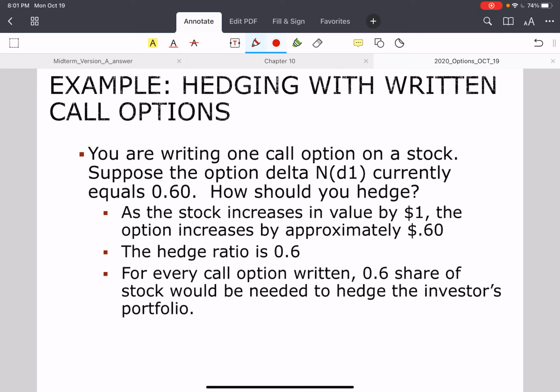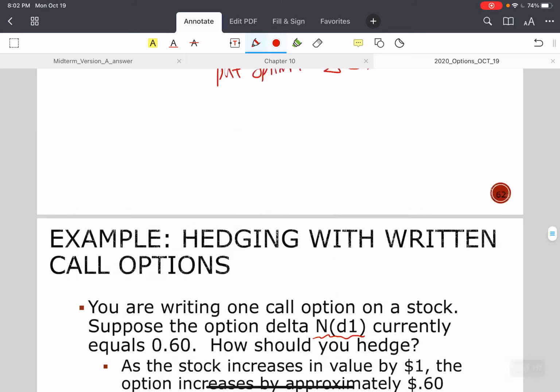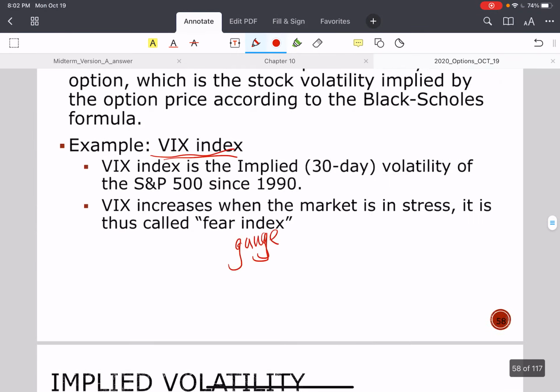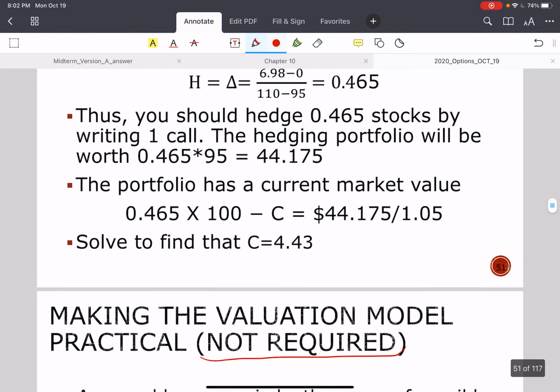Now suppose the option delta, that is N(d1), equals 0.6. How should you hedge? That is, how many stocks should you buy to hedge against your short position in call option? Well, this one is actually similar to the previous example, right? So let's maybe review the previous example.